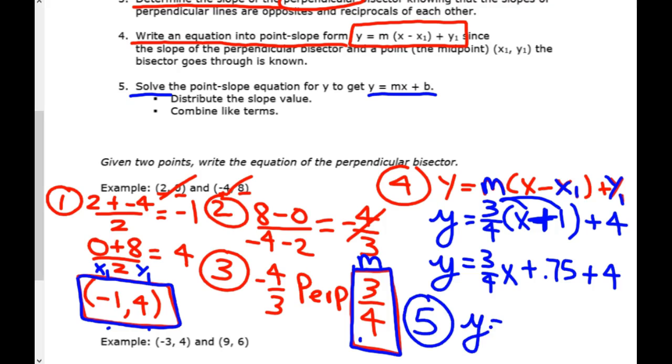Y equals 3/4 x plus, and then what's 0.75 plus 4? Okay, 4.75. That is the final answer. We were looking for an equation of a perpendicular bisector. It's perpendicular because we use this slope. It's a bisector because we use this midpoint.